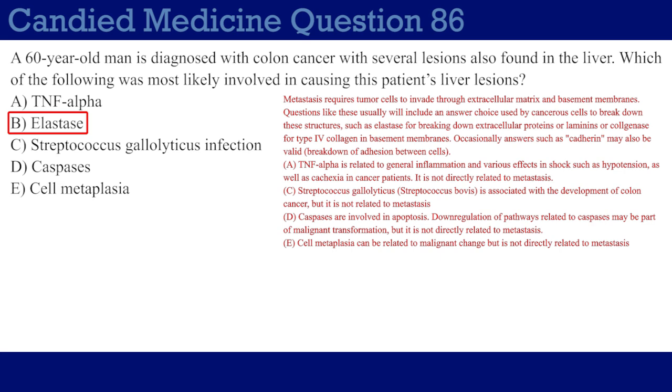Choice E, cell metaplasia. Similar to caspases, this is involved in tumorigenesis, but it really has nothing to do with malignant change. So bringing it back, questions like this, it's all about you understanding the big picture concept of what causes metastasis in the first place. And it's breakdown of extracellular matrix, breakdown of basement membranes. And you just need to understand what those things are made up of. You need to remember stuff like collagen 4. You need to remember stuff like laminins and how cadherins hold cells together. That's what they're really testing you on.